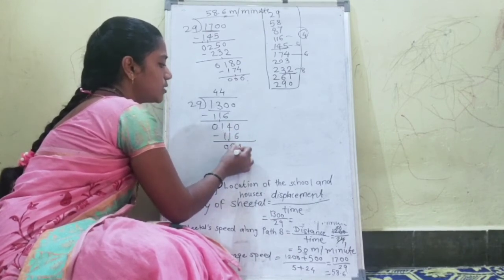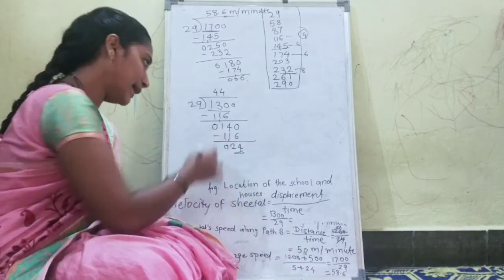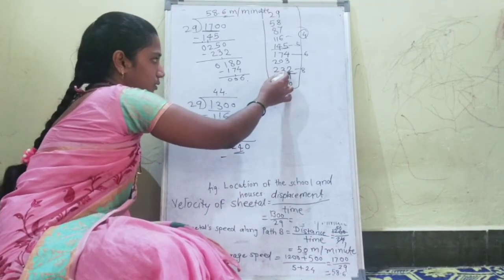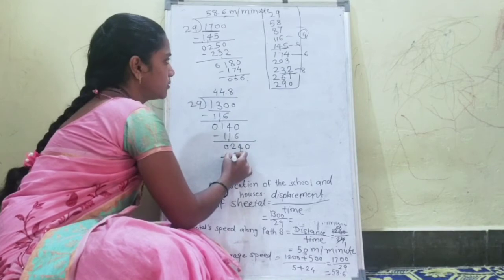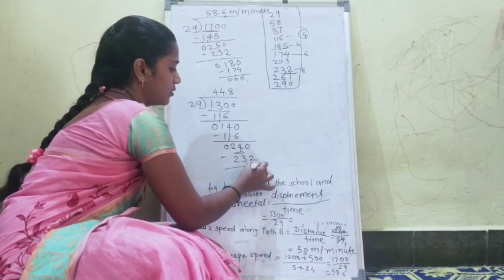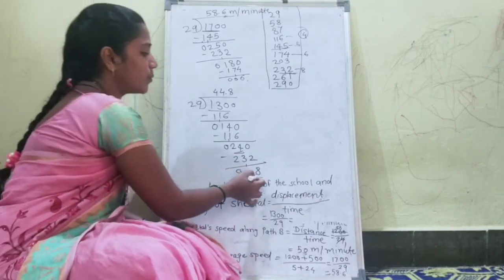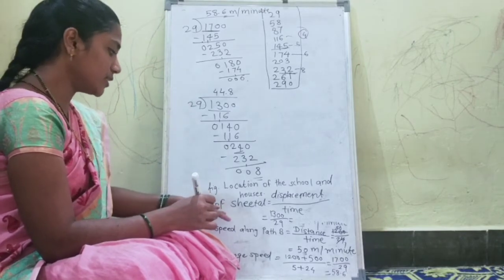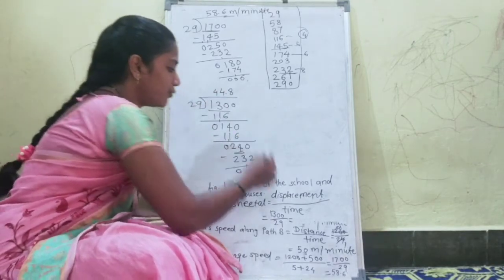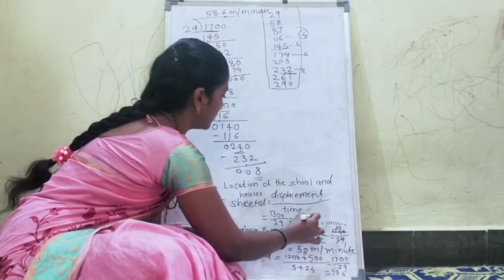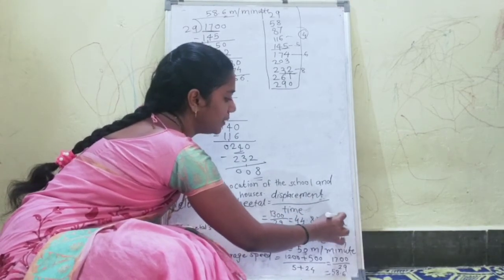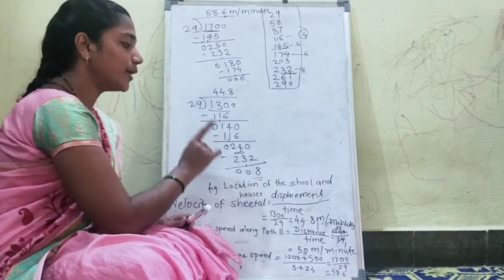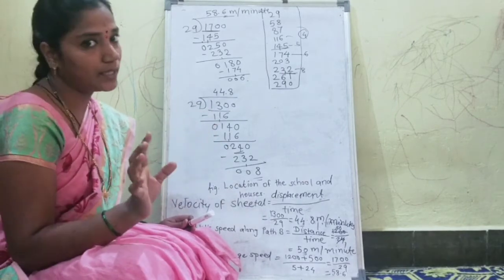Again, 2. This is also greater than 10. That is why I take the decimal. Again 240, 48, 232. Here the remainder is less than 10. That is why I stop here. Then what is the velocity of Sheetal? 44.8 meter per minute.